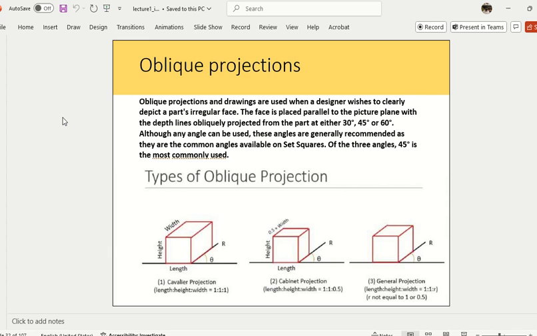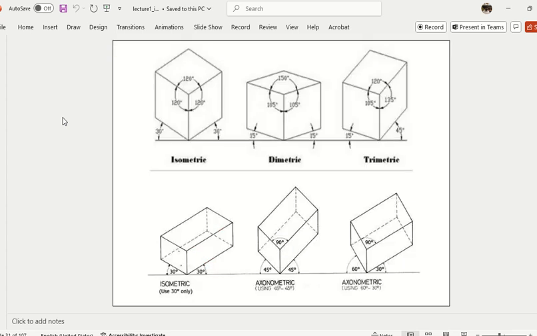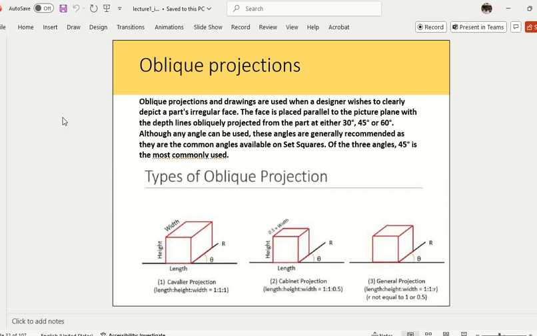In other words, if you look at an axonometric view, you see all faces are tilted. There is no side which is exactly facing you. If you look at oblique, you have a side which is directly facing you. So this is the difference between oblique and axonometric. In oblique, one side is facing you directly. Only one side is tilted. Got it?